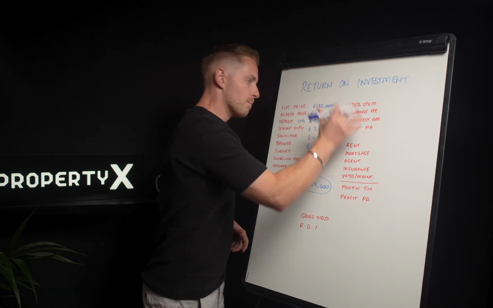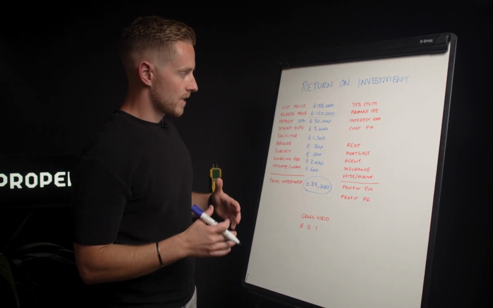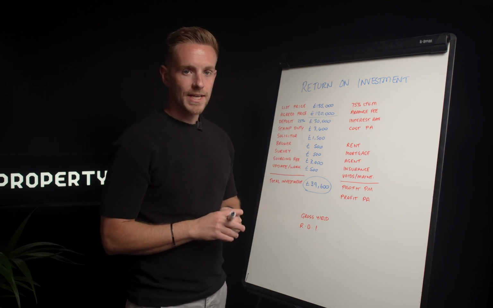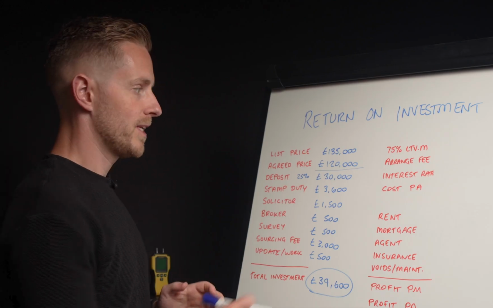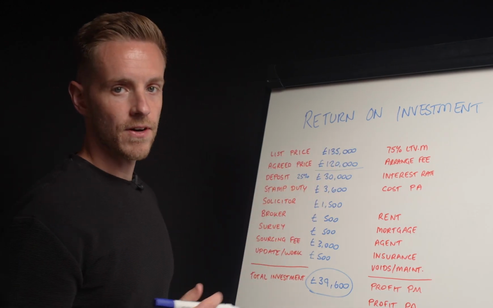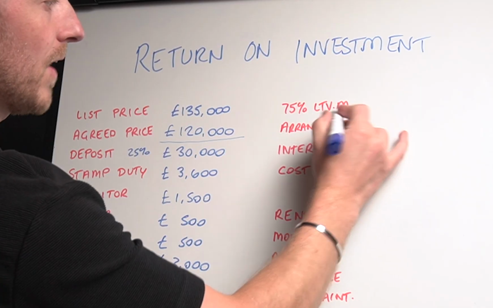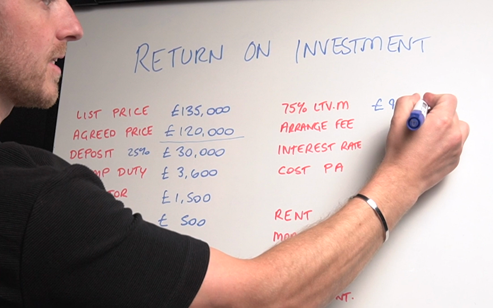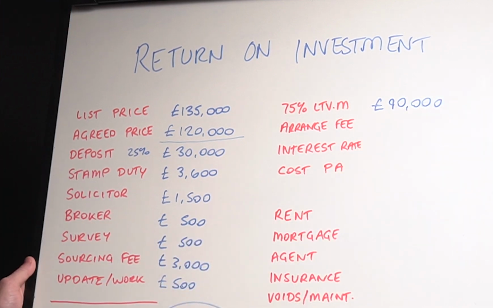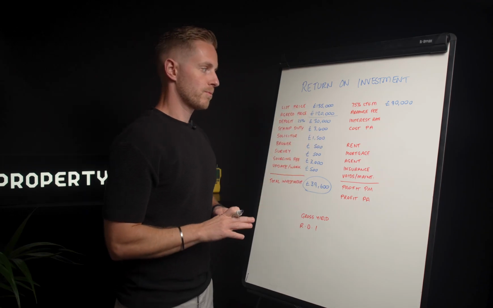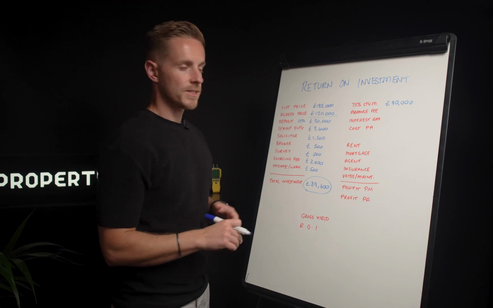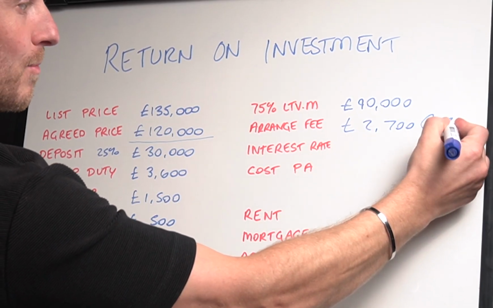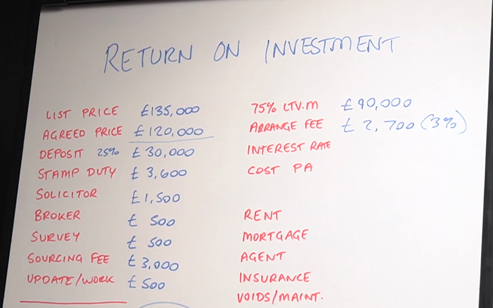If we then look at the mortgage, because we're buying this ready to go, we need to put a mortgage on this property. We know we put 25% down as our deposit. So now we need to work out the 75% loan to value mortgage, LTVM, loan to value mortgage. Well, the mortgage is going to be £90,000. Okay, that's the 75%. We might then have an arrangement fee, which is about 3% at the time of recording. Let's say that that's the example, 3%, so £2,700.